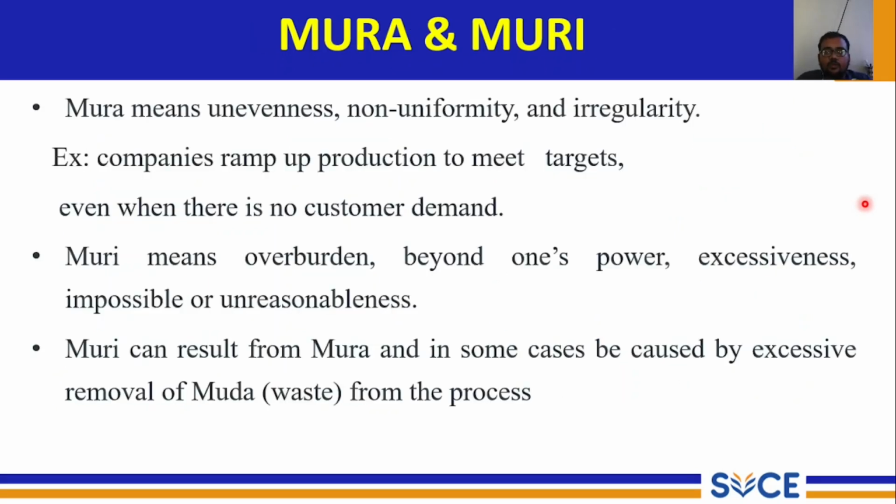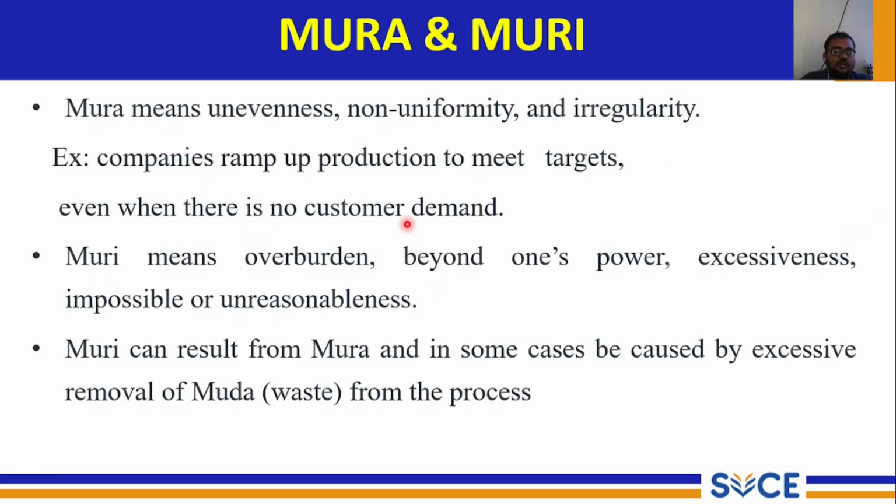And Mura and Muri. What do Mura and Muri refer to? Mura means unevenness in the workplace, which creates non-uniformity and irregularity. For example, companies ramp up production to meet the target. When they see that the target date is nearing, even if there is no consumer demand, they just ramp up the production to satisfy their bosses, stating that the target has been met.